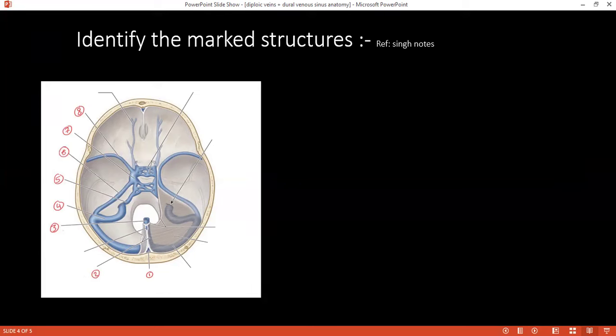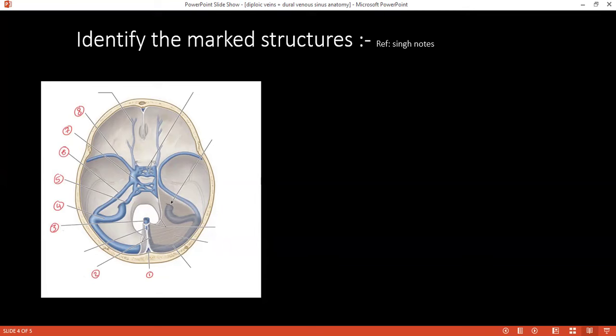We can divide them into paired and unpaired, single. As paired, we have the cavernous sinuses, sphenoparietal, inferior petrosal and superior petrosal, sigmoid and transverse sinuses. As single, we have superior sagittal, inferior sagittal and straight sinuses, superior and inferior intercavernous sinuses and basilar sinus. This is single.